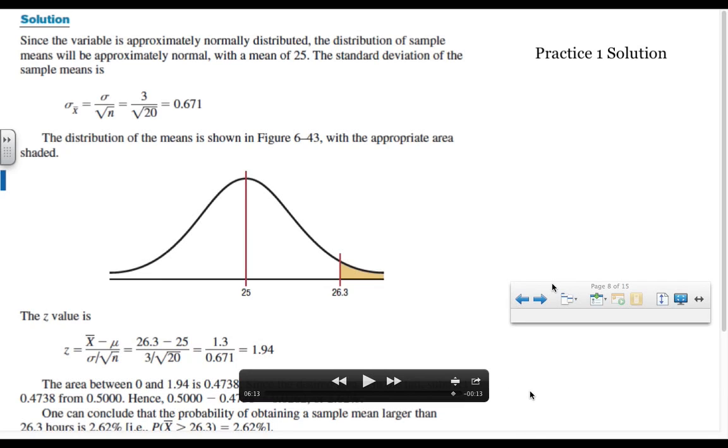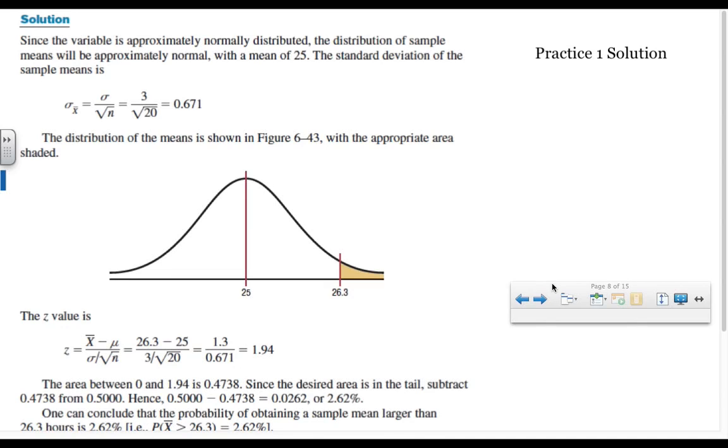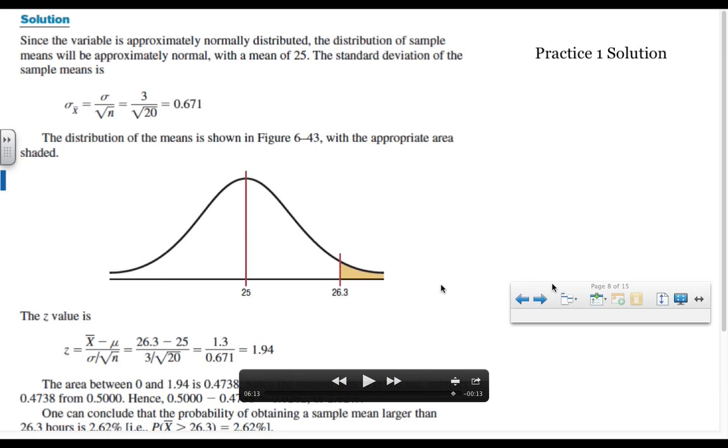And if I can get off screen, hopefully I can, there we go. So the area between 25 and 26.3, or 0 and 1.94, is 0.4738. Subtract from 0.5, so it's 2.62%. So the probability that if I were to survey 20 of them the mean would be greater than 26.3 is very, very rare. And that's the end. We'll talk to you tomorrow.